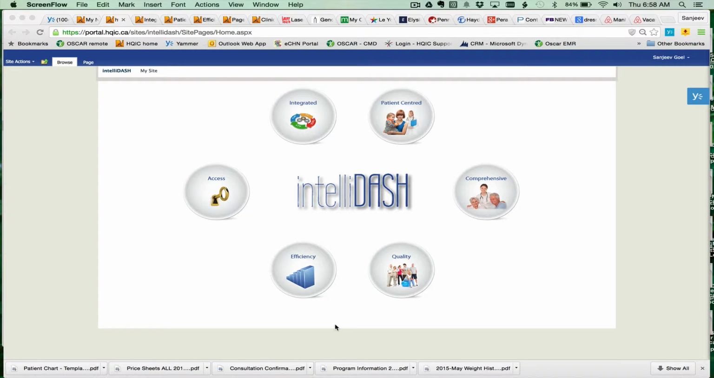What you'll notice is that intelliDASH is broken into two major areas: clinical metrics and operational metrics. Clinical metrics involve those types of performance measures relating to how your patients are doing clinically, such as their diabetes care, whether their cancer screening is up to date, the status of how well flu vaccines are being done in your practice.